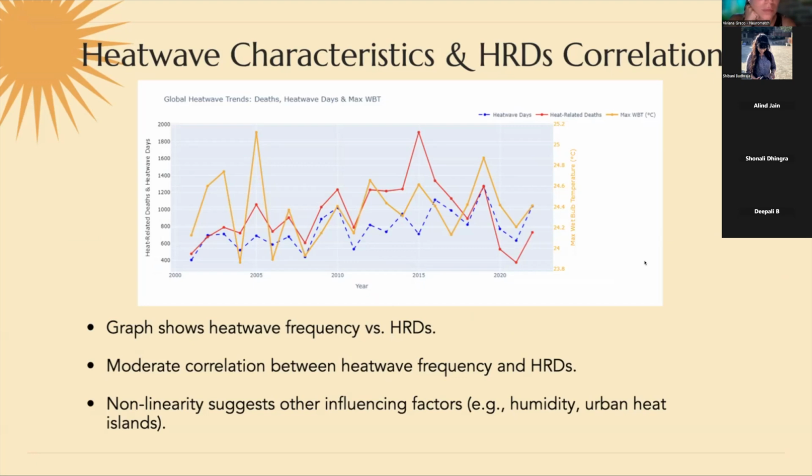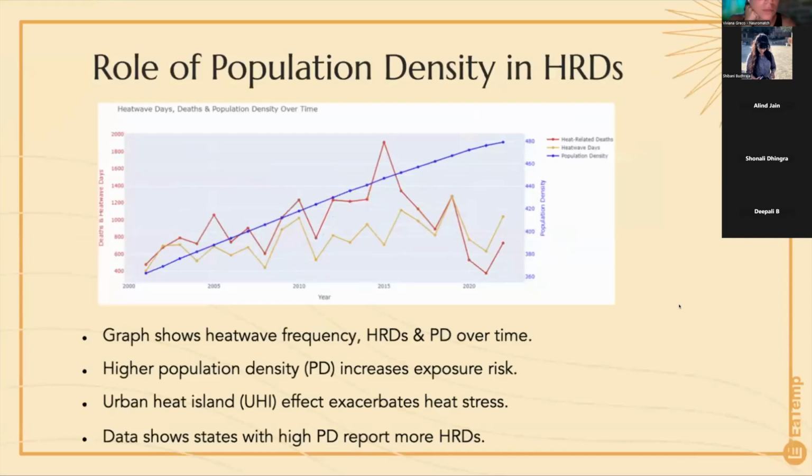Our findings indicate that simply counting the heat wave days may not fully capture the risk. So with this in mind, we explored the contribution of population density to heat-related mortality. The graph shows the heat wave frequency, heat-related deaths, and population density over time. Areas with high population density are particularly vulnerable due to the urban heat island effect and limited access to cooling resources. Next slide, please.